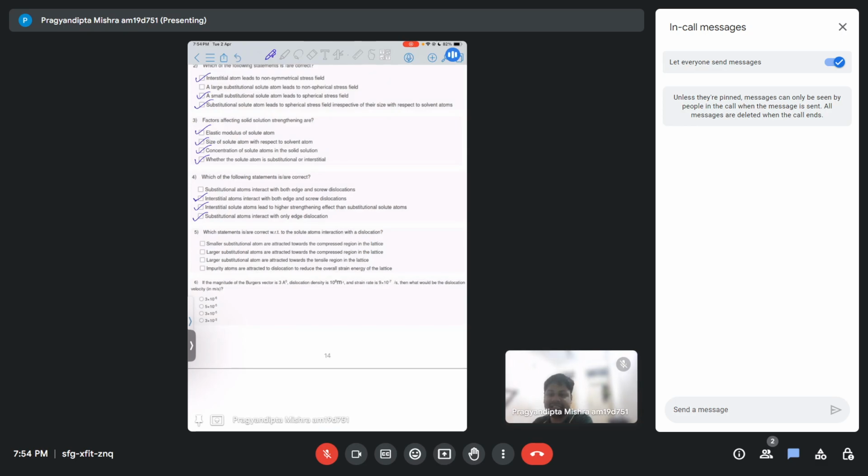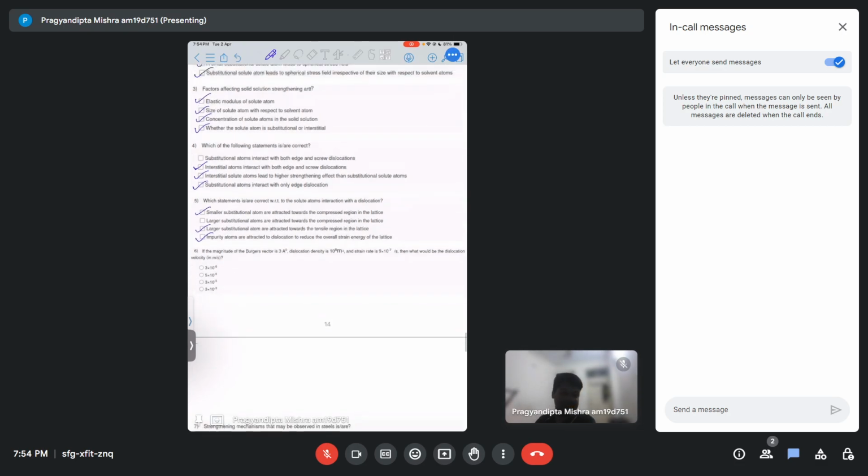So which of the following statements are correct with respect to solute atom interaction with the dislocation? Okay. So smaller substitutional atoms are attracted towards the compressed region of the lattice, correct? Smaller ones are attracted to the compression region. Larger substitutional atoms are attracted towards the compressed region, that is wrong. Larger substitutional atoms are attracted towards the tensile region, that is right. And impurity atoms are attracted to dislocation to reduce the overall strain energy, that is also correct.